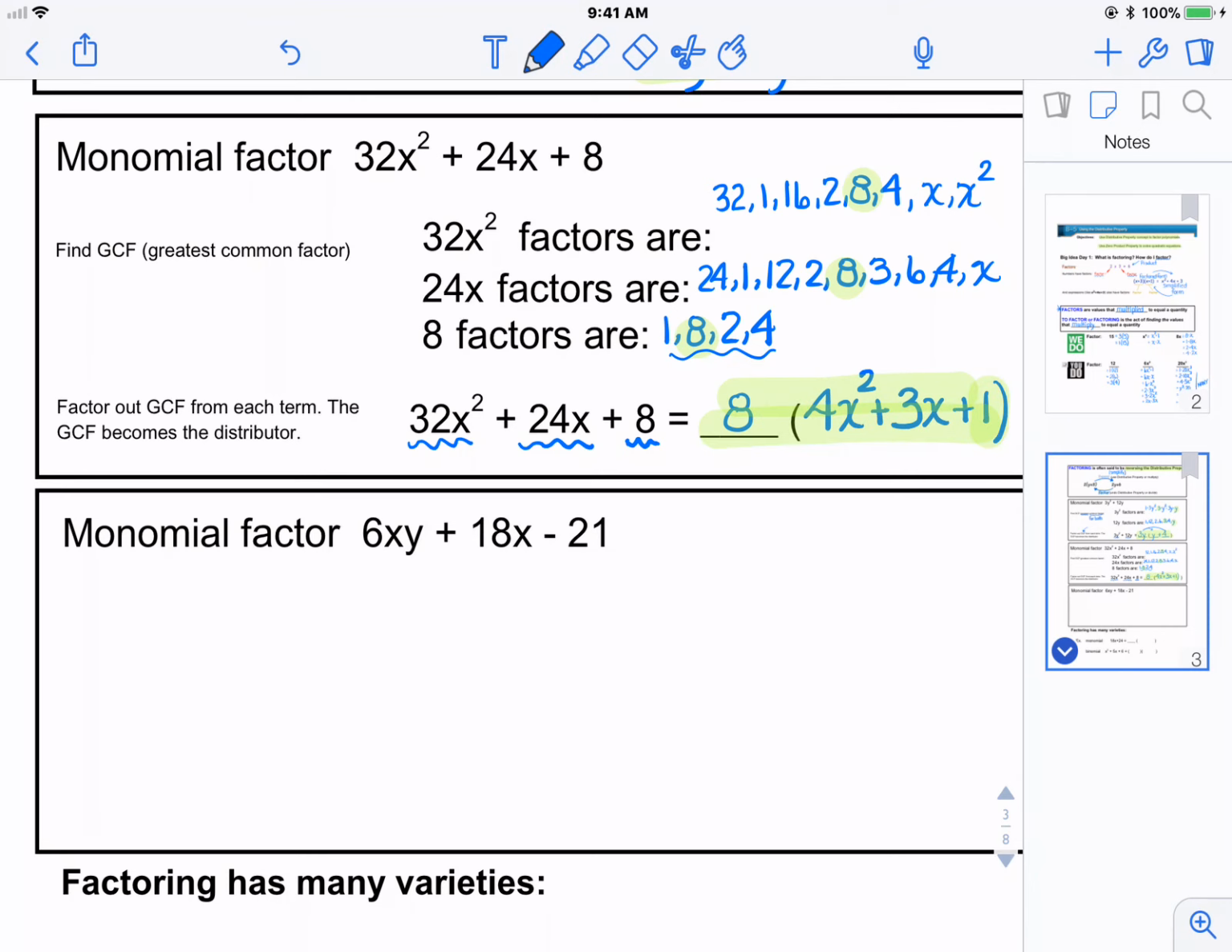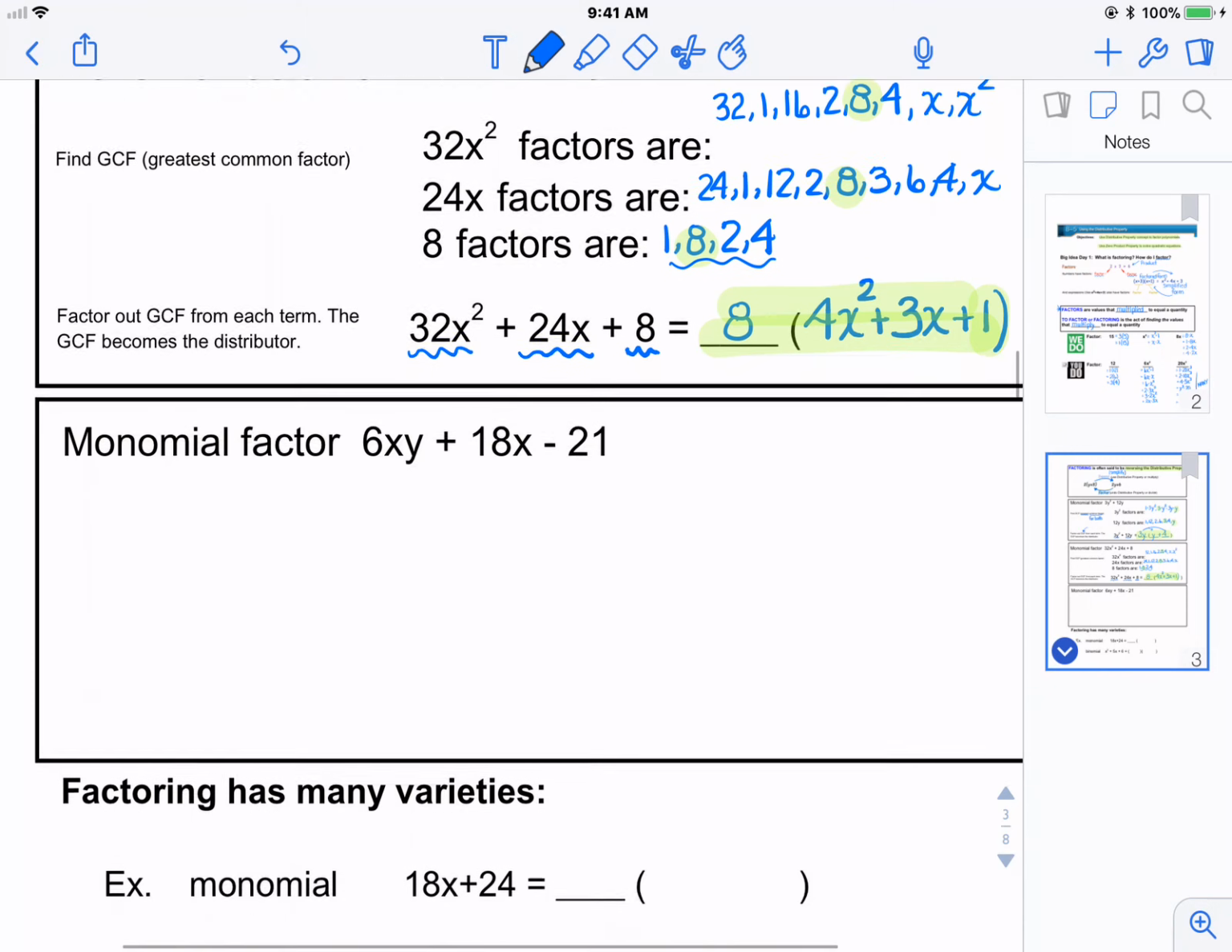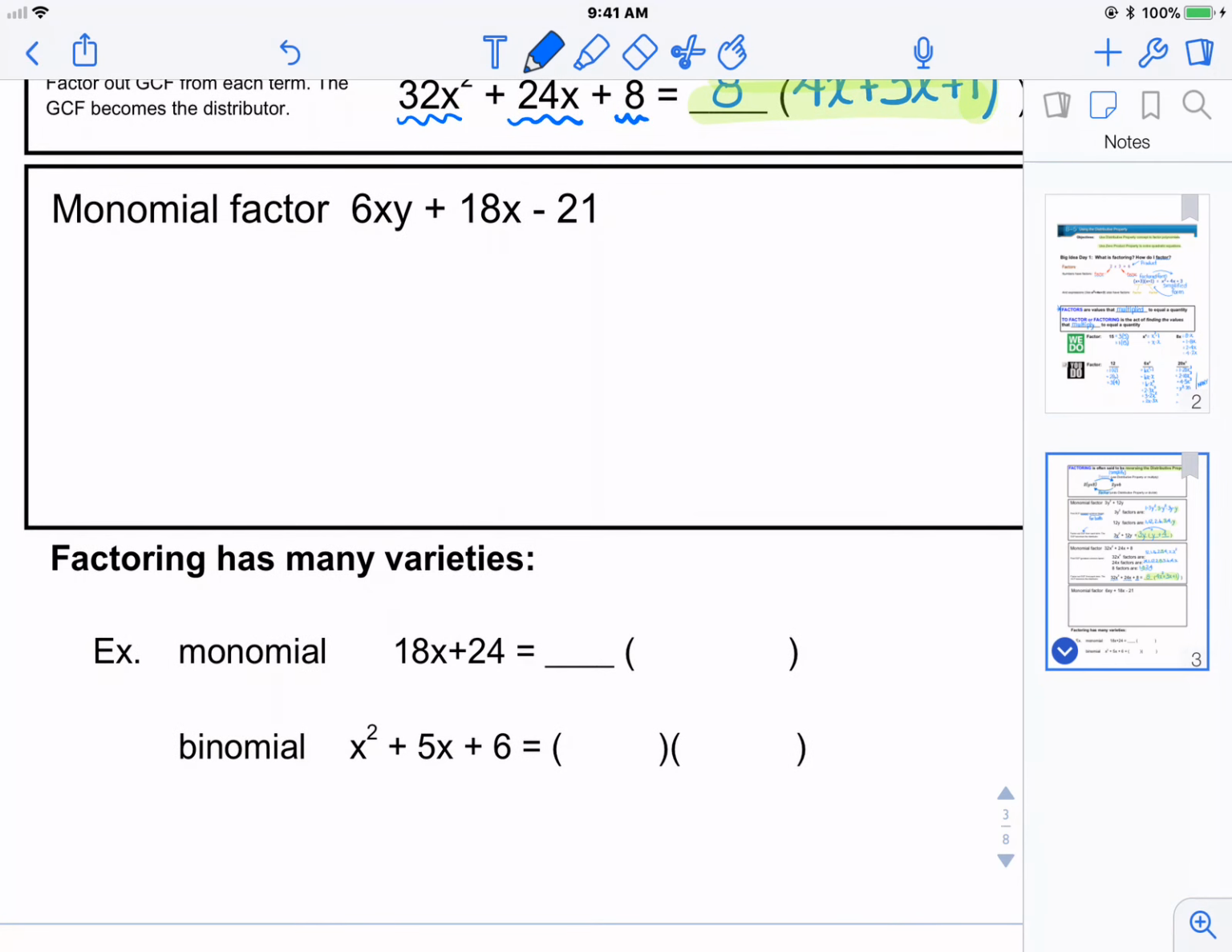Now I do these pretty quickly, so I want you guys to stop the video and try to monomial factor, meaning find that greatest common factor, pull it out front, and write the parentheses that you would get, and then come back to this video to see if you got it right. So you're pausing the video and coming back. Pause it now. Seriously, pause it.